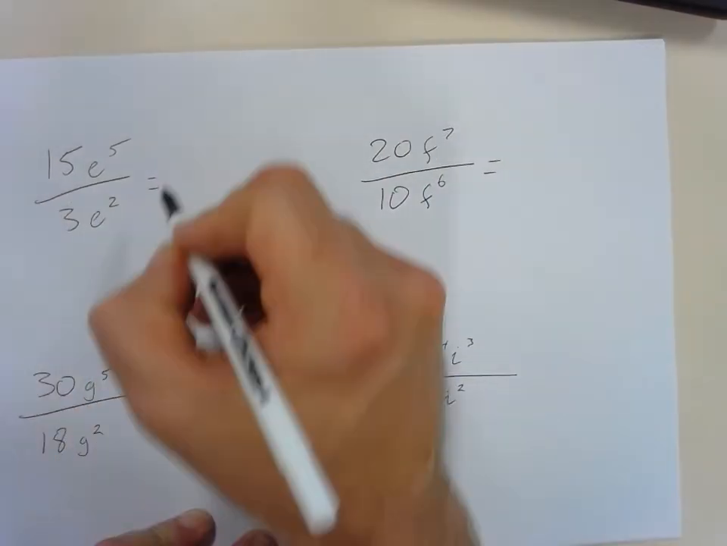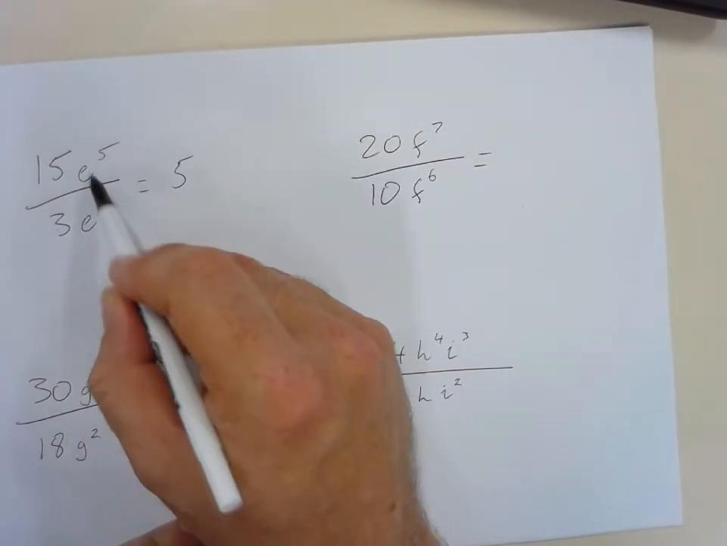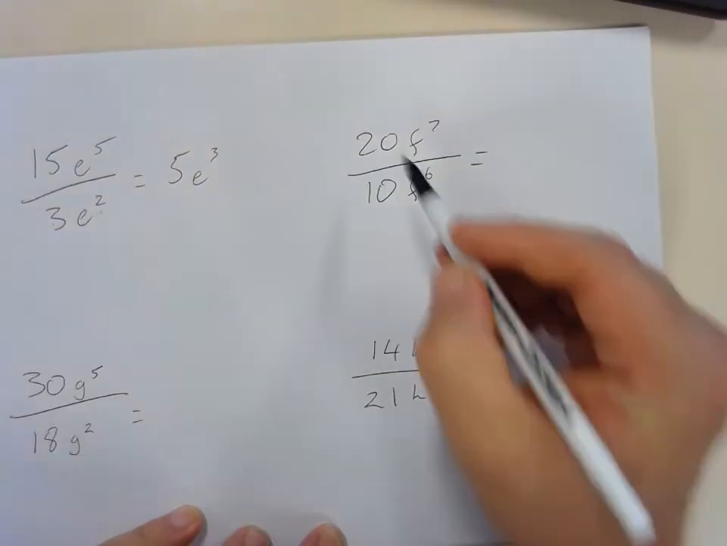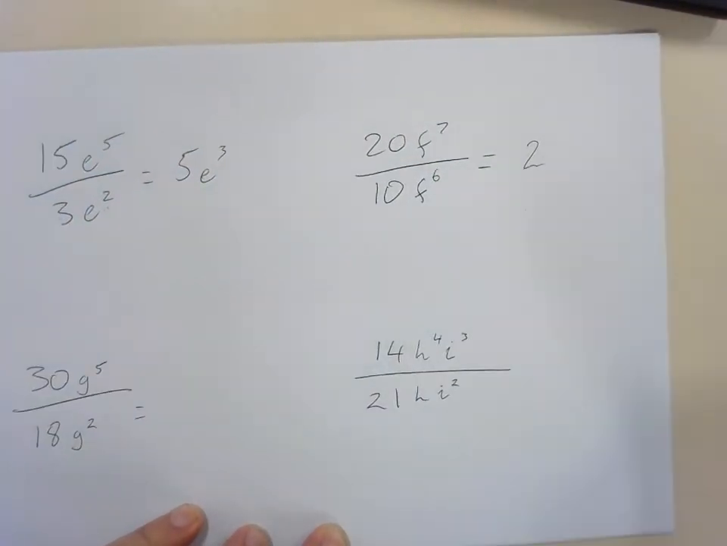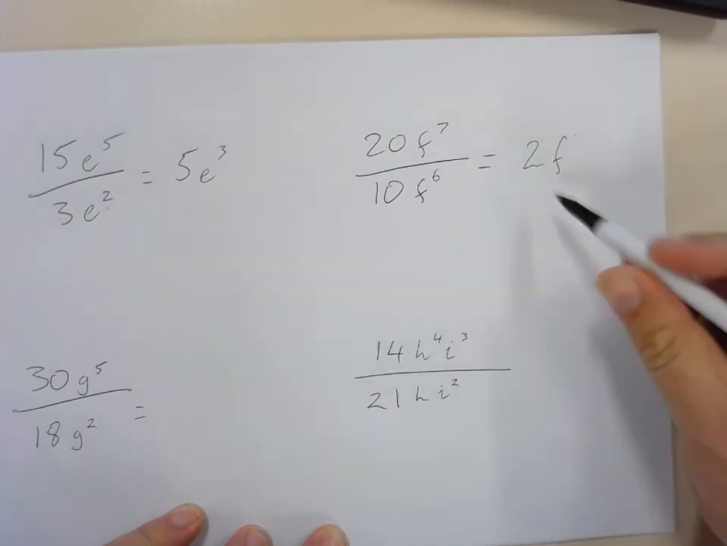15 divided by 3, well, that's 5. And then I've got the same base number, so I do 5 take 2 and I get 3. 20 divided by 10 gives me 2. 7 take 6 is 1. So I don't even have to write the 1, so it's just 2f.